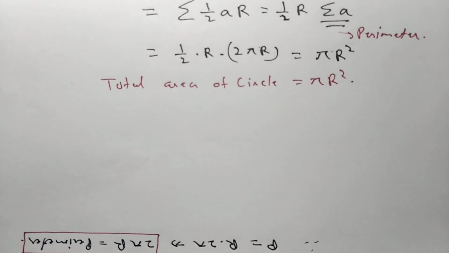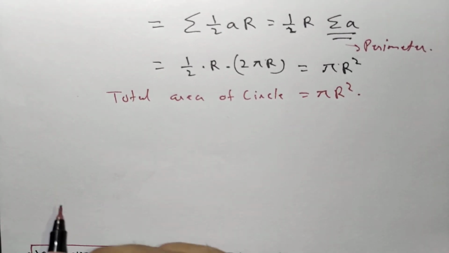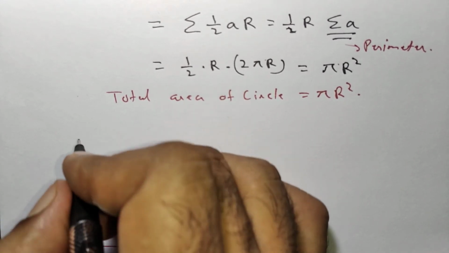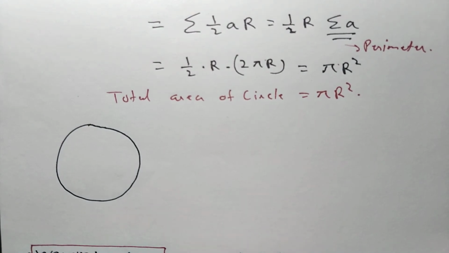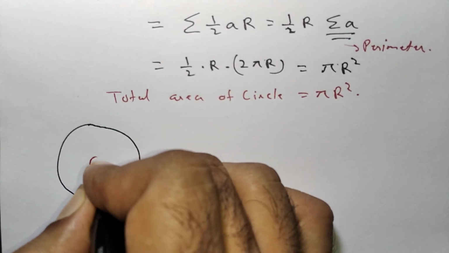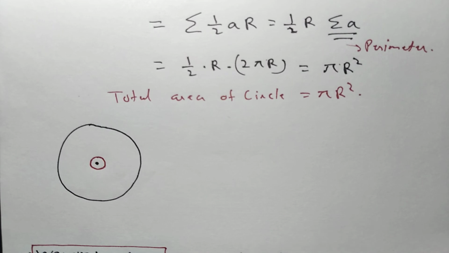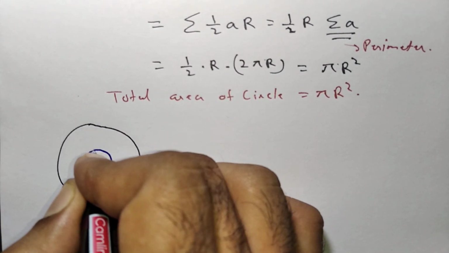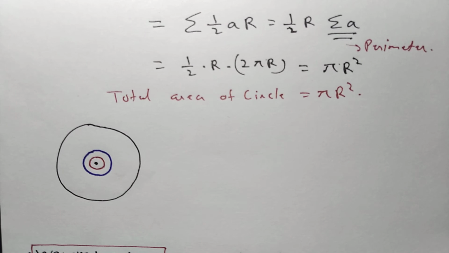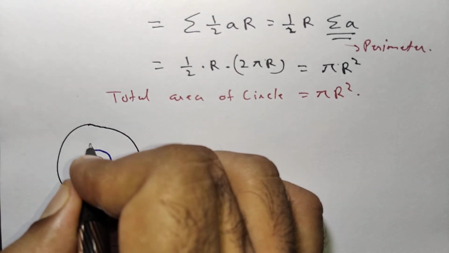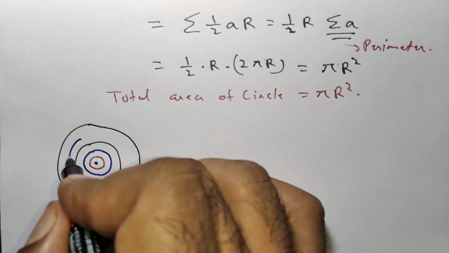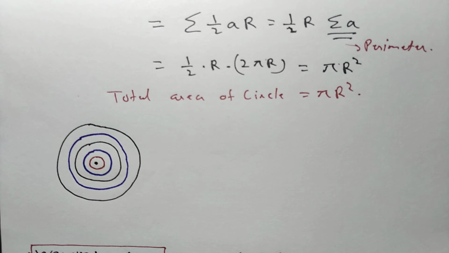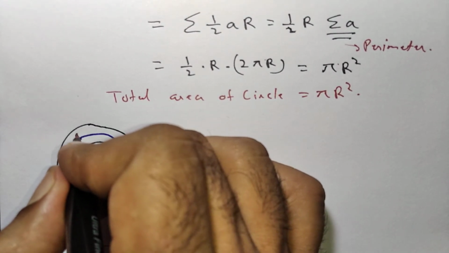Another proof for area is, we have very good proof. We have this circle. Now what you do, you draw different circles. This is a small point, this is just a big circle, and this is another big circle, then another segment, then one more segment. These are small and small segments we have to draw.